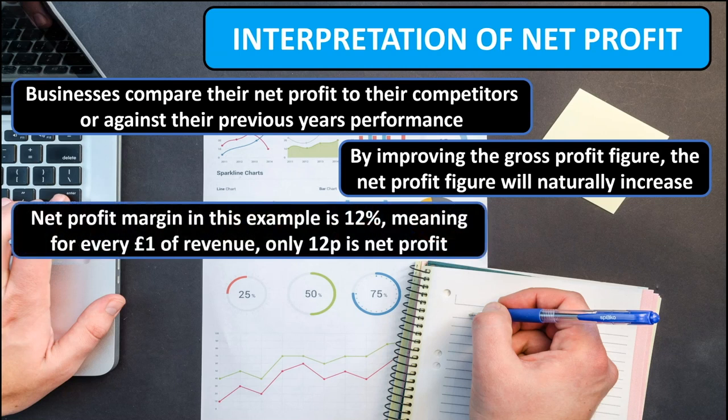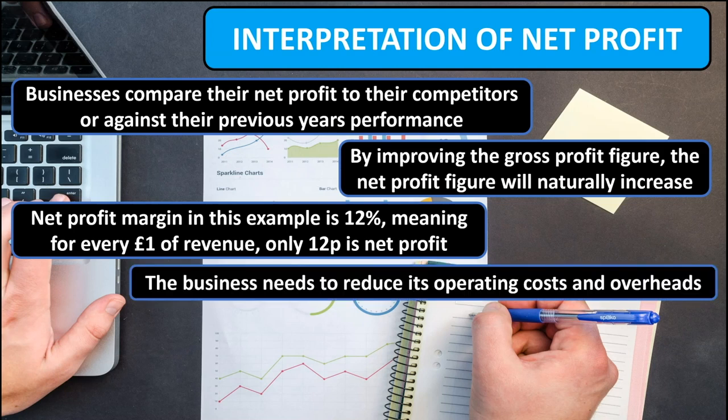However, in this example, our net profit is much lower than our gross profit. The gross profit for the business was £150,000, giving us a gross profit margin of 60%. However, the net profit was only £30,000, which gave us just a 12% net profit margin, meaning for every £1 of income, only 12p is net profit. Therefore, it is clear to see in this example that the business needs to reduce its operating costs and overheads.